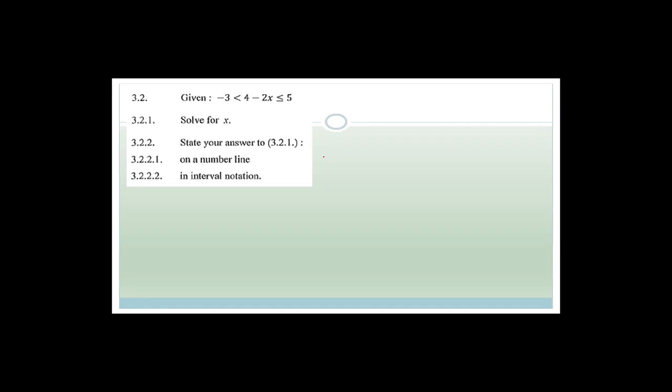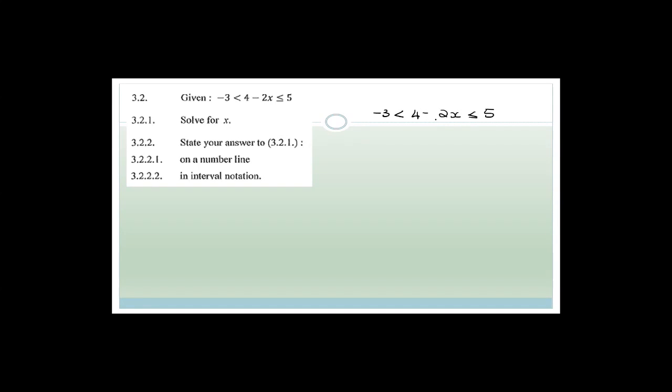Now let's look at this. It says given that minus 3 is smaller than 4 minus 2x is smaller than or equal to 5. It says 3.2.1, solve for x. Okay, so the first thing we want to do is solve for x. So we've got 4 minus 2x is smaller than or equal to 5 and bigger than minus 3.